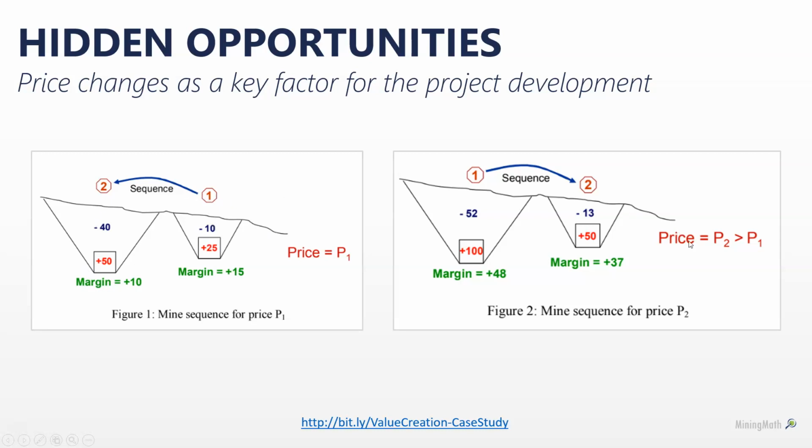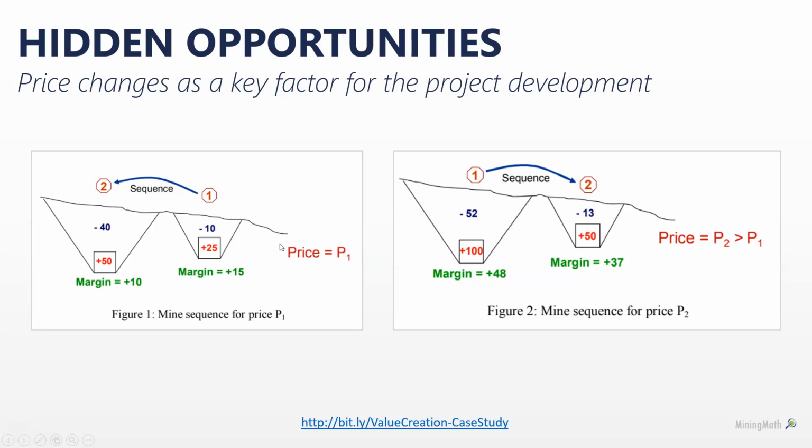But when we have a higher selling price for this commodity, we might face an entirely new project development for this simple example. So here we have a margin for the higher-grade block of 48, and here we have a margin of 37. So this represents that the mining sequence has changed entirely, and this is where opportunities rely on.